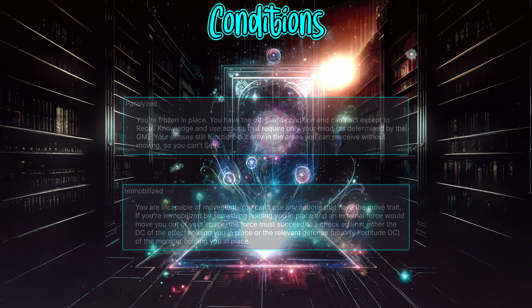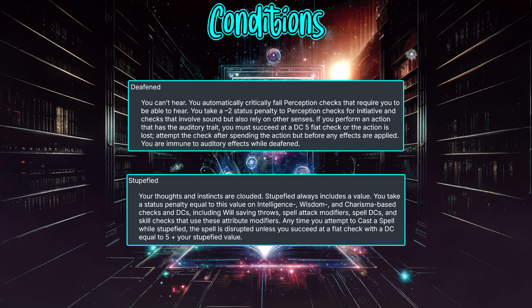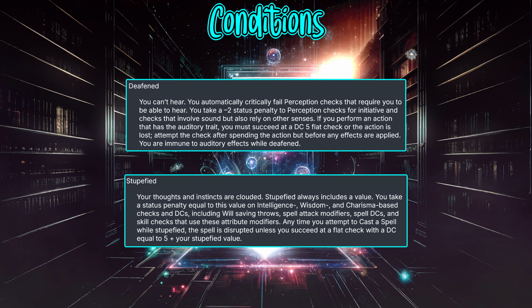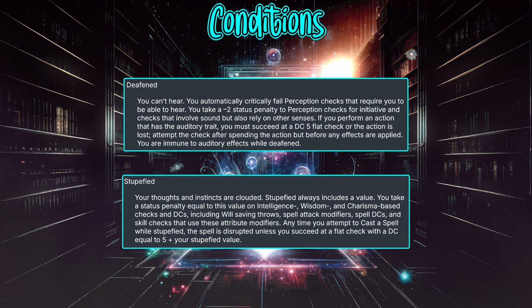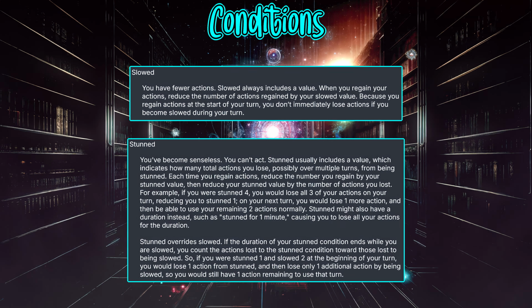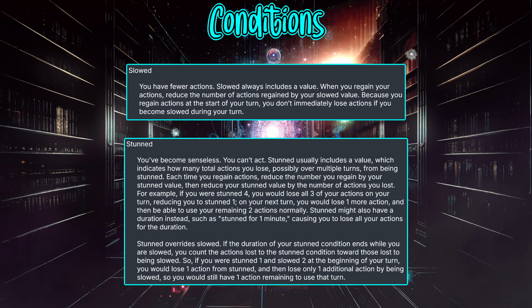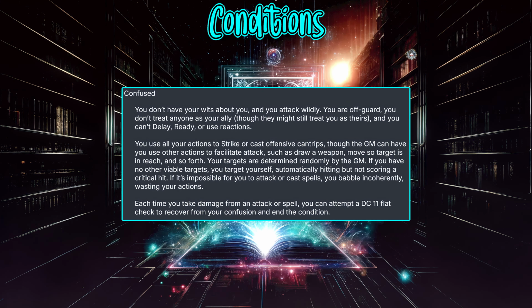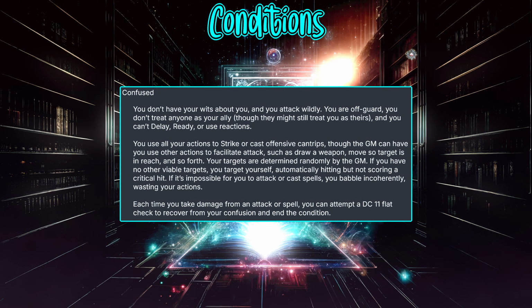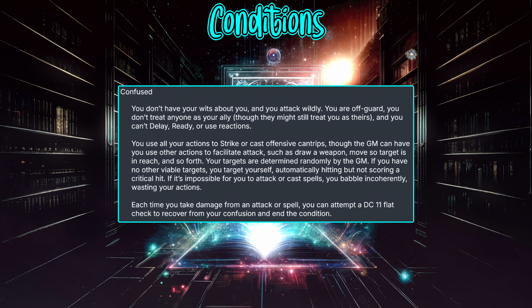Paralyzed/Immobilized, obviously paralyzing an enemy is just amazing in and of itself, but so is making them immobilized if they're melee-based. Deafened/Stupefied, both of these conditions require the enemy to make a flat check before they can cast a spell, obviously great against spellcasters. Slowed/Stunned, as ever, taking away enemy actions is always going to be powerful. Confused is also great, as they're not only losing actions, but they're potentially hitting their own allies, which is beautiful.